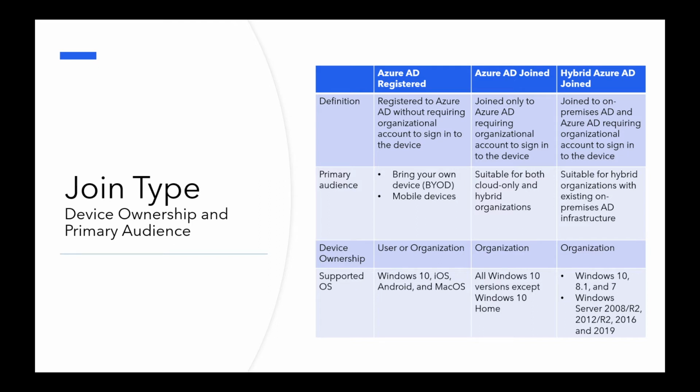Moving on to the hybrid Azure AD join, these devices are joined to on-premises AD and Azure Active Directory, requiring that an organizational account is used to sign into the device. These are suitable for hybrid organizations with existing on-premises AD infrastructure. The devices are typically owned by the organization, and Windows 10, 8.1, Windows 7, and Windows Server 2008 R2, 2012 R2, 2016, and 2019 are supported in this scenario.